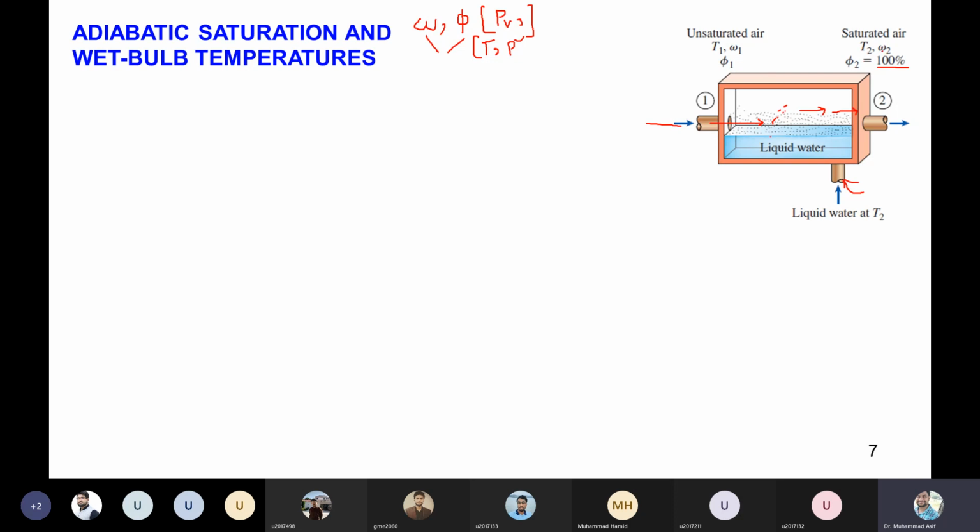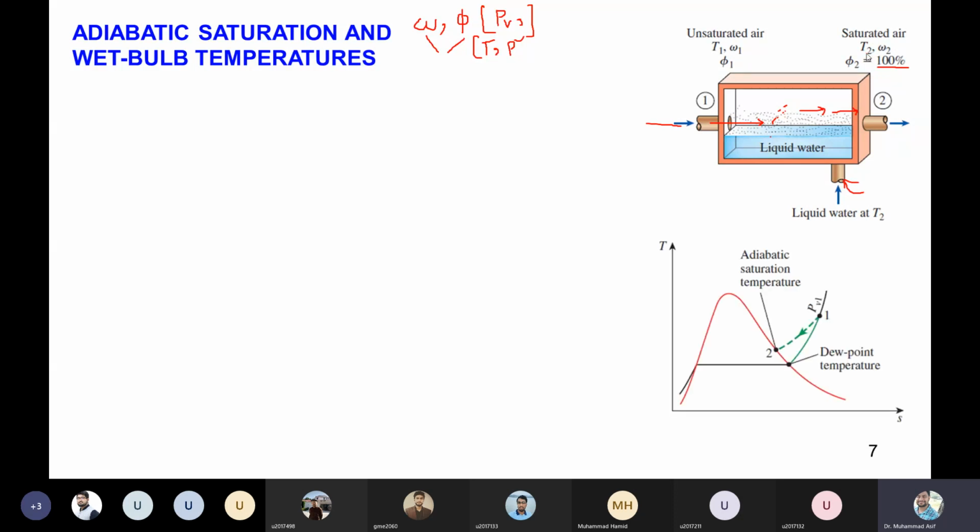Now, for this case, if we try to apply the mass and energy balance, then we can calculate the value of omega 2 as well as omega 1. But the objective is to represent that in terms of temperatures only. I mean, one is the temperature of the unsaturated air and another one is the temperature of the saturated air. So let's try to apply. This is the graphical representation on the T-S diagram of this process. As a result of the cooling of the air, because of vaporization, the T2 will be slightly low, right?